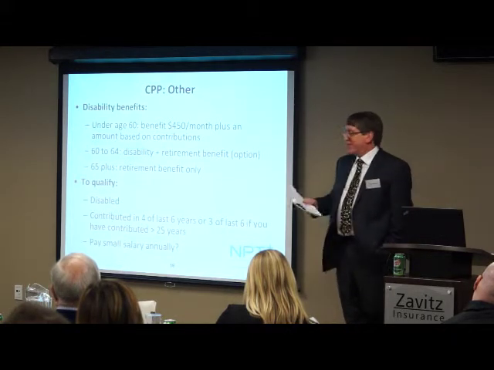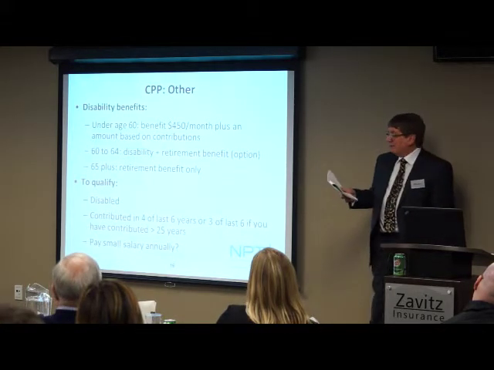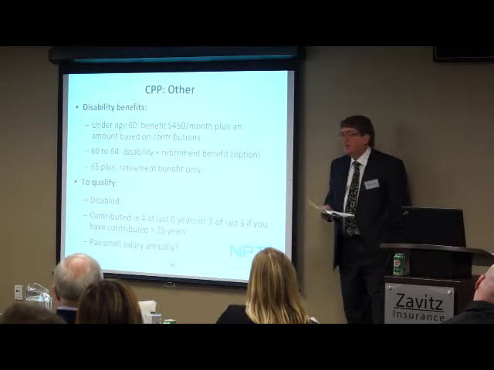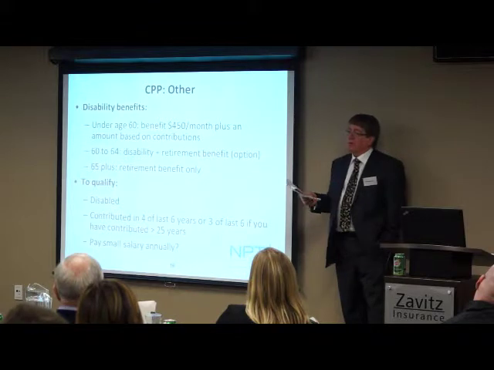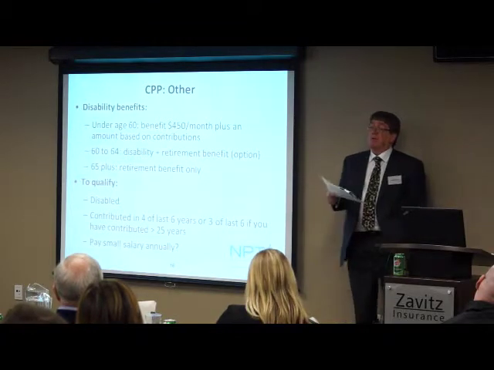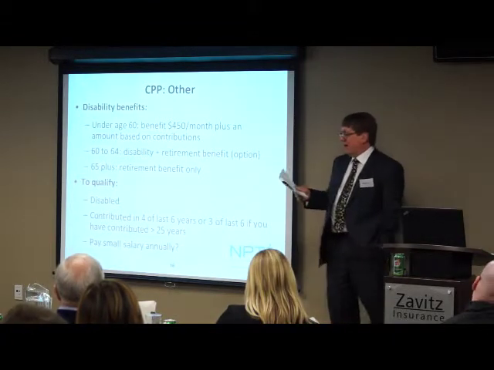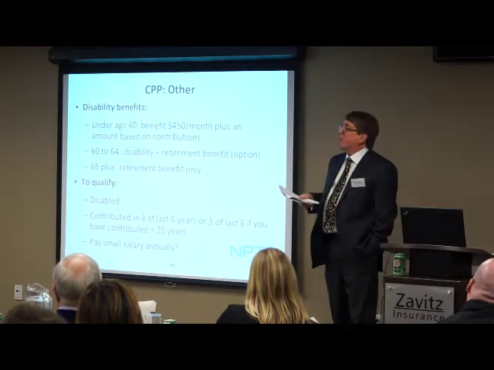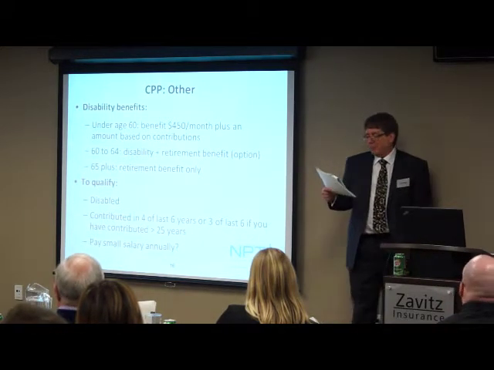Age 60 to 64, well, you're saying $450 a month, but at that point you might choose to receive your retirement pension early. So you're getting both pensions, your disability pension and your retirement. And then once you turn 65, you just get your basic retirement pension, whatever that works out to be.